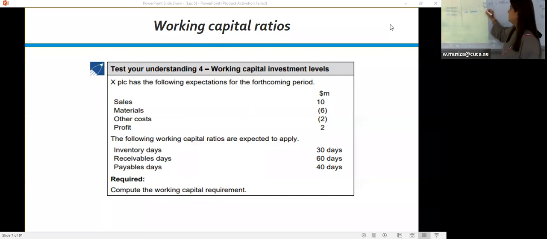Then receivables balance. What are we going to do with that? Receivable days divided by 365 multiplied by credit sales. So receivable days are 60, divided by 365, multiplied by credit sales. Now look over here, they have not given us credit sales, so all the sales are going to be taken, that is 10 million. So it is 1.64 million.